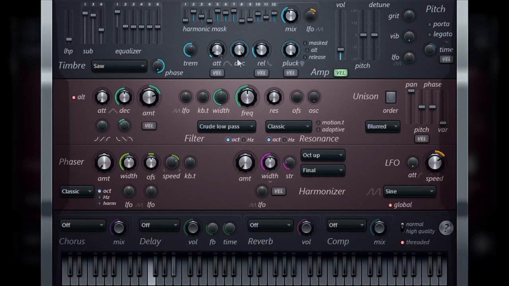The decay parameter will control how the sound decays in volume after the sound has reached its amplitude peak. Lower values will make the decay faster, and of course, the opposite, as you increase the value, makes the decay longer.